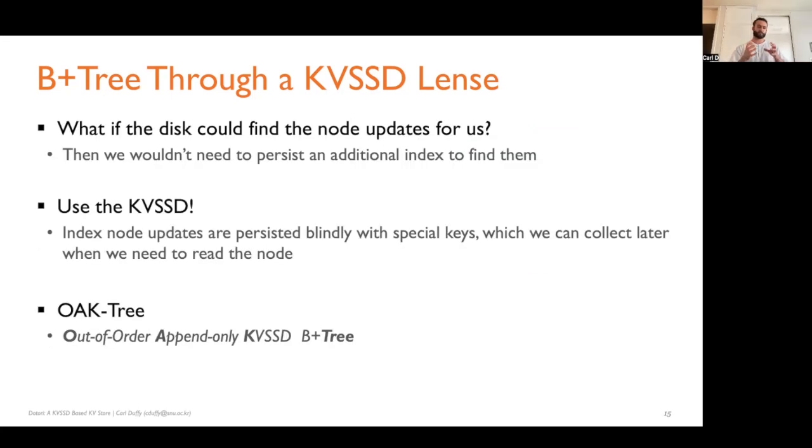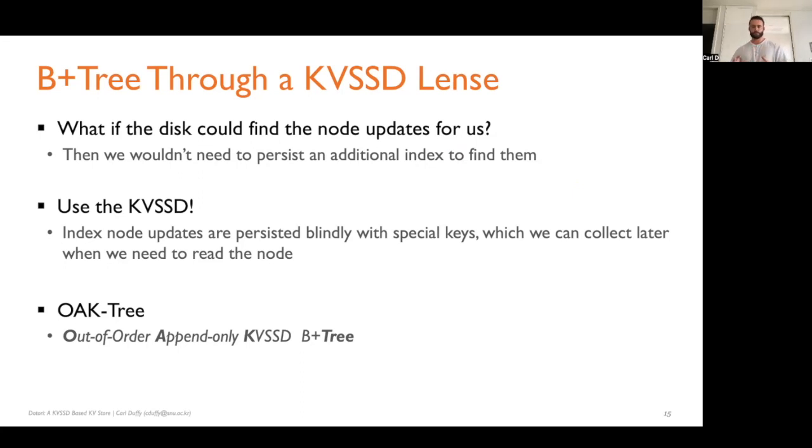So given that thought, what if the disk could just find the updates for us? We could blindly persist updates to index nodes. And if the disk had some sort of functionality where it could find them for us, we could then collect them when we want to read the node and build the node in memory. So in this case, we can try to use the key value SSD. And when we want to update an index node, we just blindly persist the update and then collect the key value pairs later using the key value interface, assuming we know how the keys are formed.